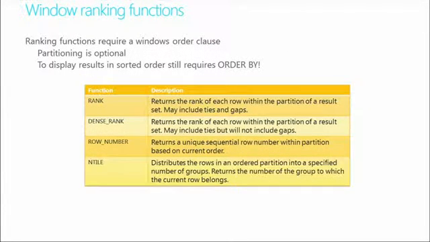Now, the ranking functions that are available to us are RANK, DENSE_RANK, ROW_NUMBER, and NTILE. The RANK returns the rank of each row, and it may include ties and it may include gaps. The DENSE_RANK returns the rank of each row, but this also may include ties, but it will not include gaps. The ROW_NUMBER returns a unique sequential row number within that partition based on where it is in the current order. And the NTILE distributes the rows in an ordered partition, and this returns the number of the group to which that row belongs, so I can figure out how they're categorized and where these rows belong.